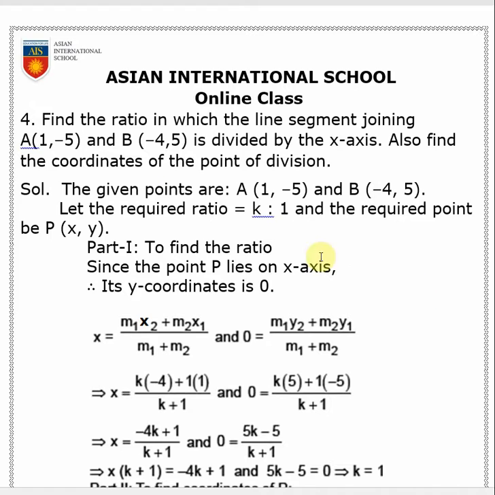One more sum like this: find the ratio in which the line segment joining A B is divided by the x axis, also find out the coordinates of the point of division. That means now in this case the division is not done by a point, but the division is done by the x axis.